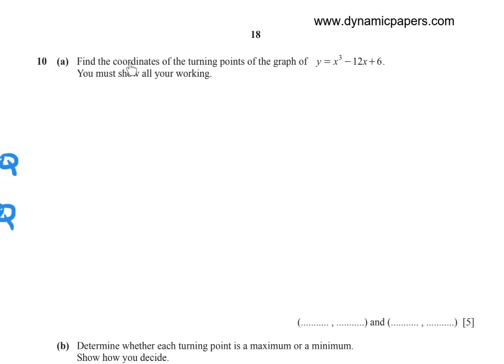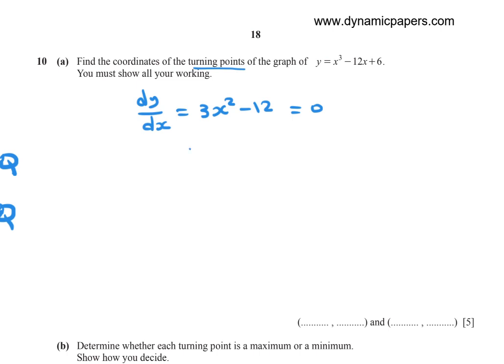10a. Find the coordinates of the turning points on the graph y equals x to the power 3 minus 12x plus 6. You must show all your working. So to find the turning points, find the derivative and equate it to 0. So dy over dx equals 3x squared minus 12, equate to 0. Solve this equation. You can solve with factorization or formula, or you can use a calculator to help you solve.